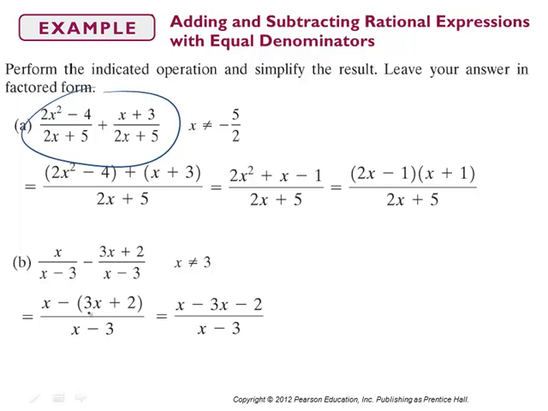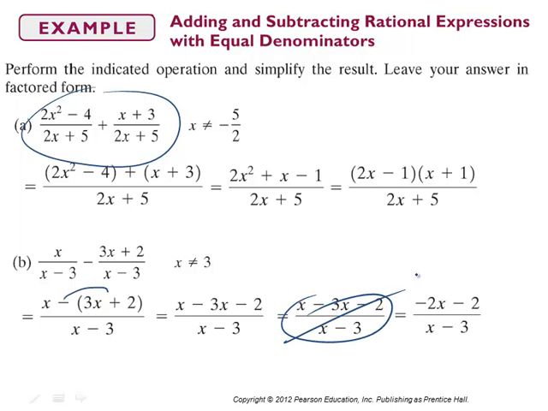Okay, x minus 3x. Don't forget to distribute that minus operation and combine the x and the minus 3x. So x minus 3x is equal to negative 2x. You could leave your answer like this, or you can factor it if you want, like that.